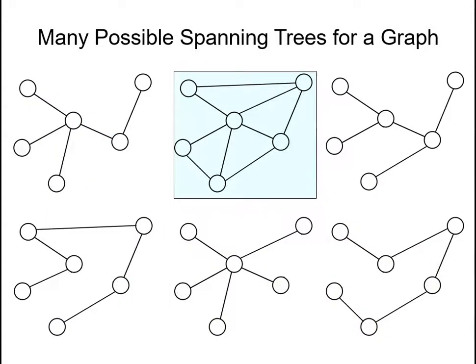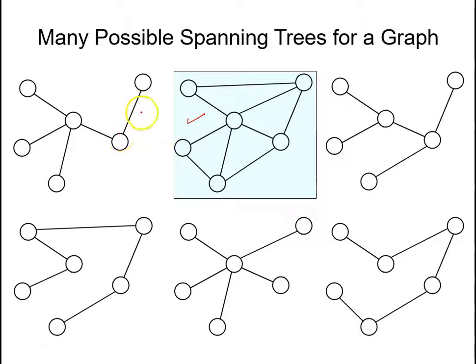Now, if we have a particular graph, for instance, this is the graph we will be working with throughout this lesson, we can make lots of different spanning trees from that graph, which are trees that visit all the vertices without having cycles. Here we have 5 examples of spanning trees that are valid for this particular graph.